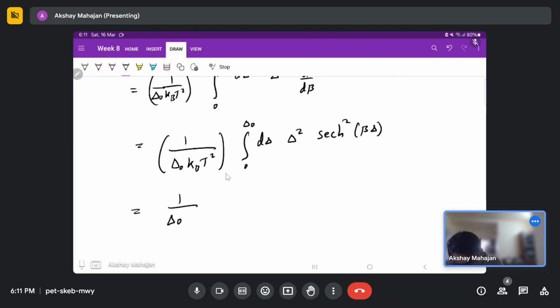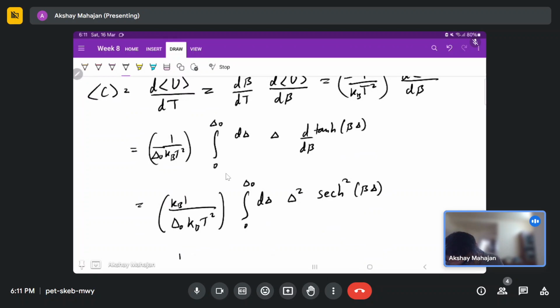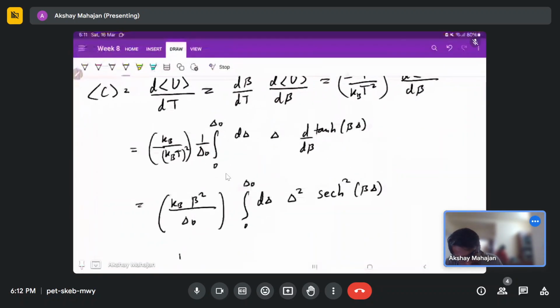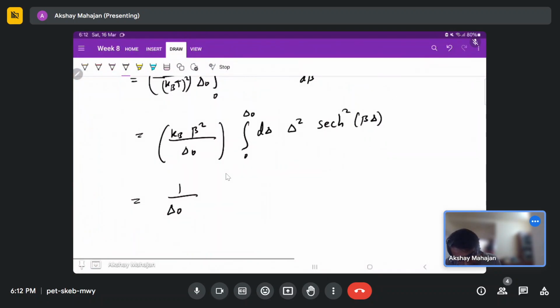So if I do, okay, and here I can write this kb, and if I write kb above, let me just write here actually. If I am writing this as kb, this will become kbt whole square. Okay, and let me just write 1 by delta naught somewhere else. So what will happen if I write this 1 by kbt whole square is basically just beta square. So we will have kb beta square by delta naught.